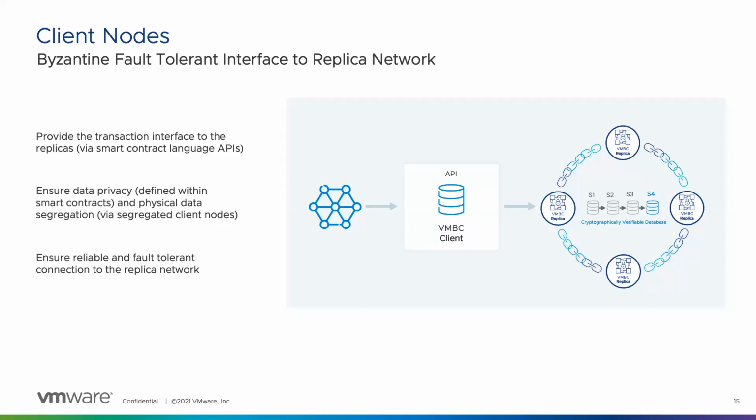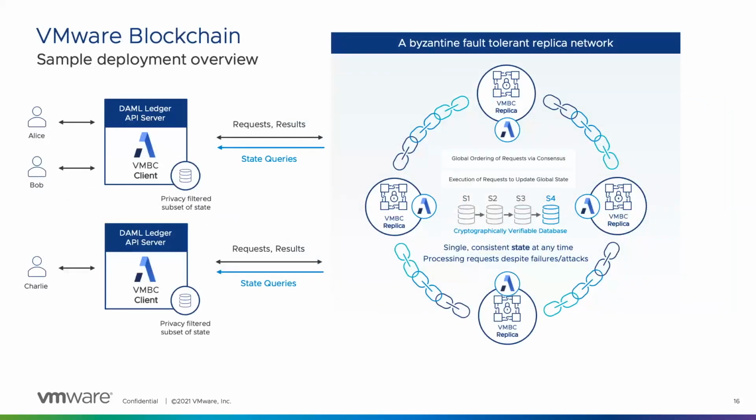But our client nodes are also the way that we actually provide a fault tolerant interface to the replica network. We actually have what's called client groups, where you can have multiple client groups that provide an HA interface to your upstream application, and also that Byzantine fault tolerant network to the replica network. And so together, if you combine those in the next slide, you'll see a typical topology.